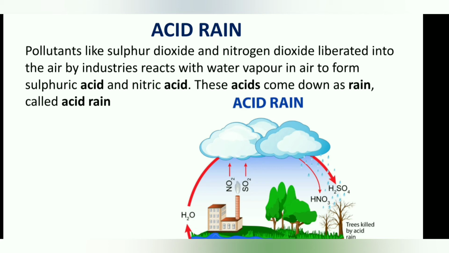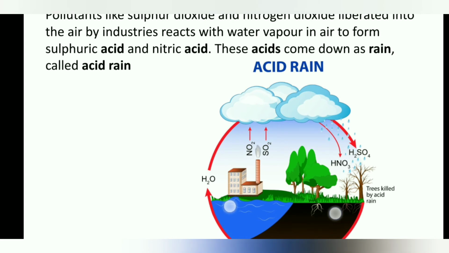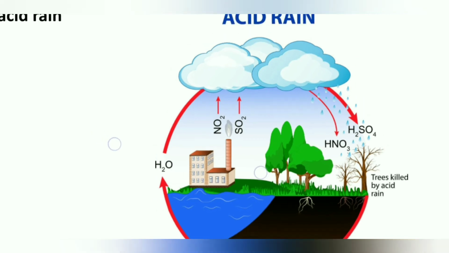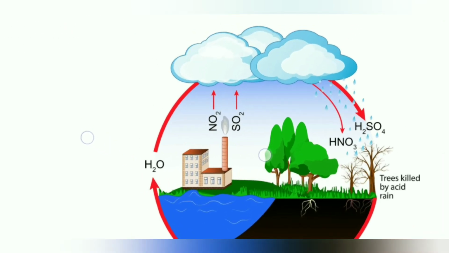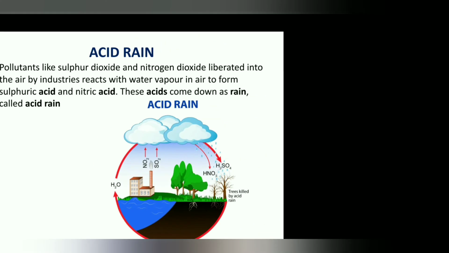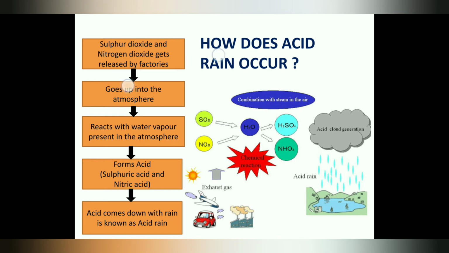So pollutants like sulfur dioxide and nitrogen dioxide are released by industries. After releasing, they come in contact with the water vapor present in air and get converted into sulfuric acid and nitric acid. Then these acids come down as rain, which is called acid rain.